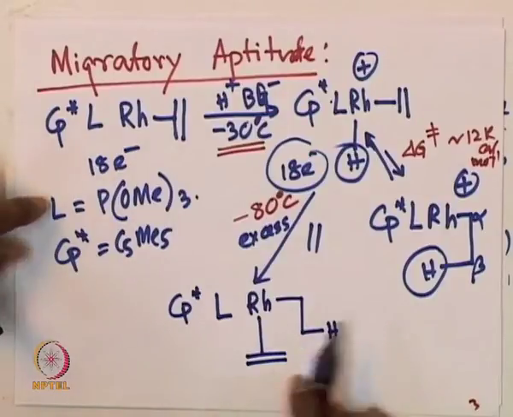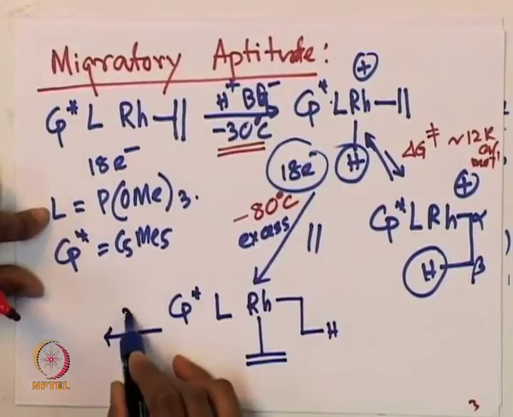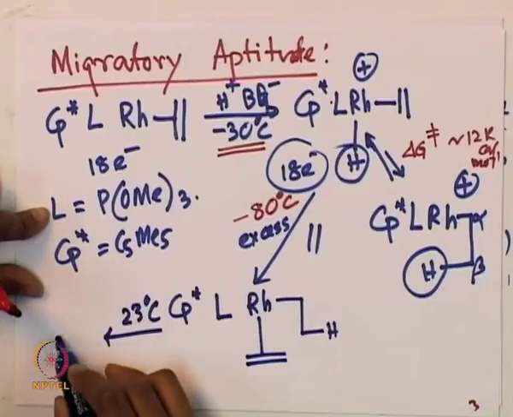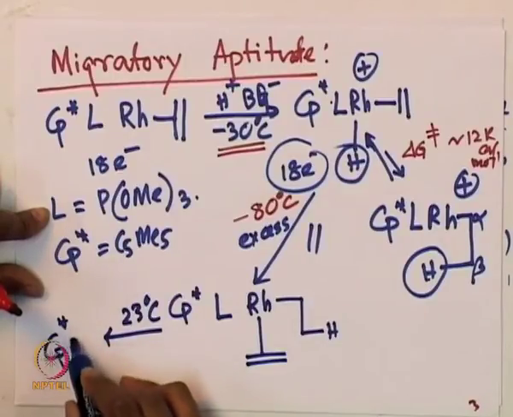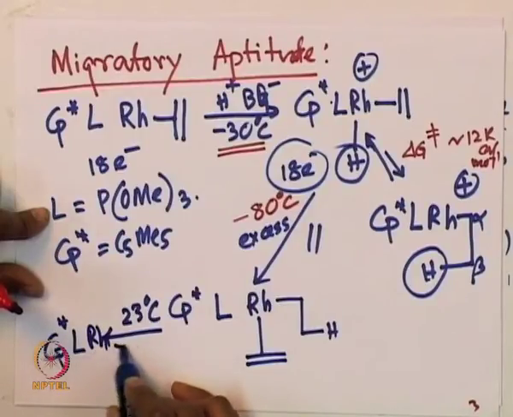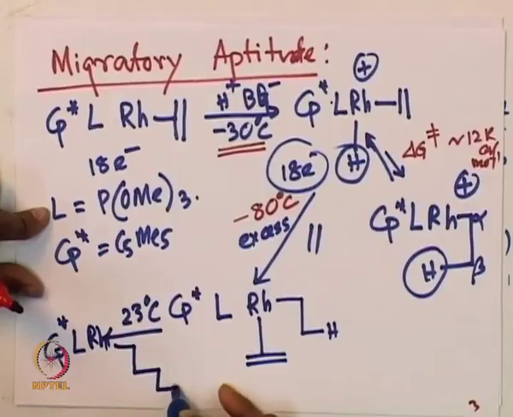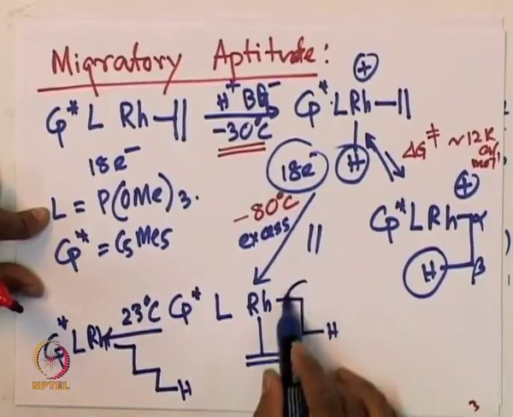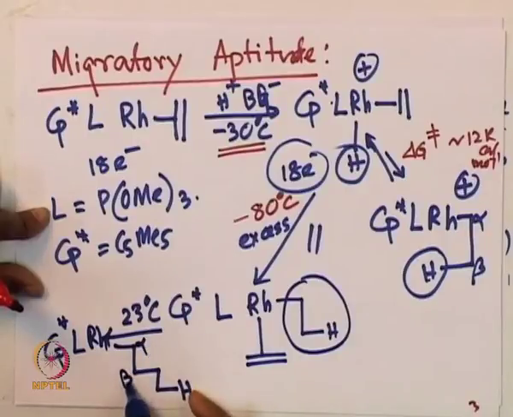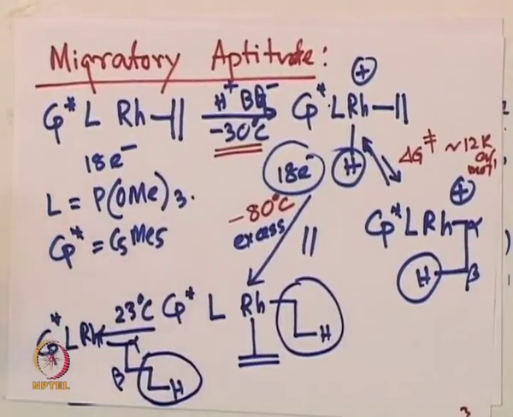Now of course from there on, if you try to heat it at room temperature, the reaction will be then Cp star L rhodium, and you are going to get this beta migratory insertion, this whole group become alkyl, then this is alpha beta and the whole group migrates.